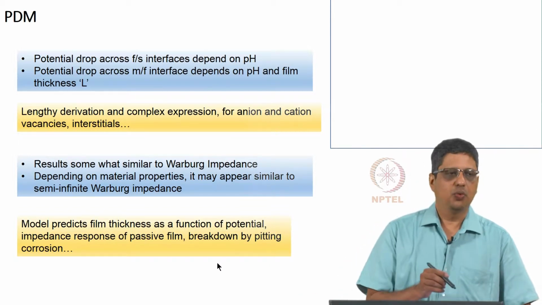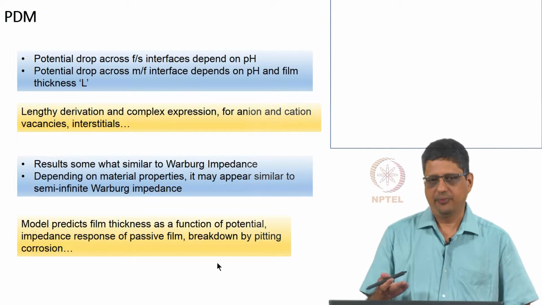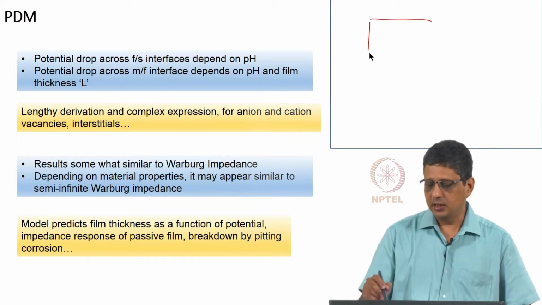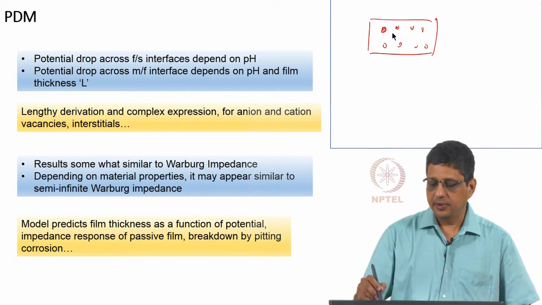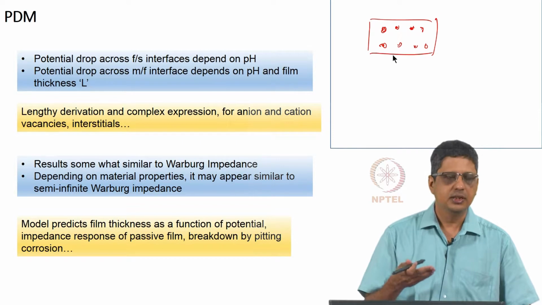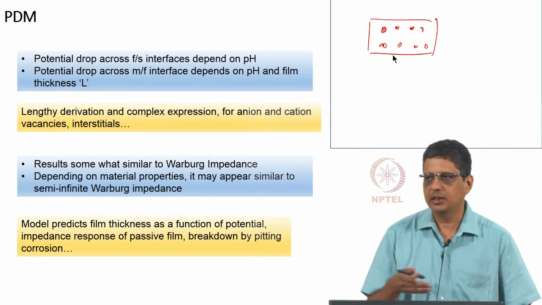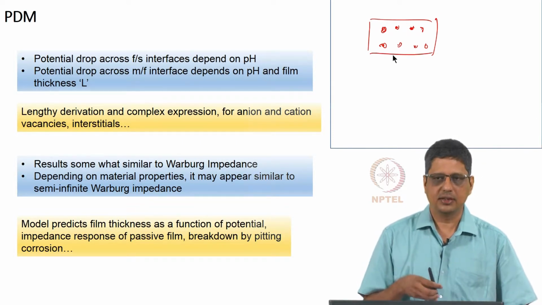So, you can understand why this is called the point defect model, right. We have a lattice in which vacancies are present, and these vacancies are of course called defects, and because they are present in the lattice, these are called point defects, and since that is used to explain the conductivity and the impedance, this is called the point defect model.